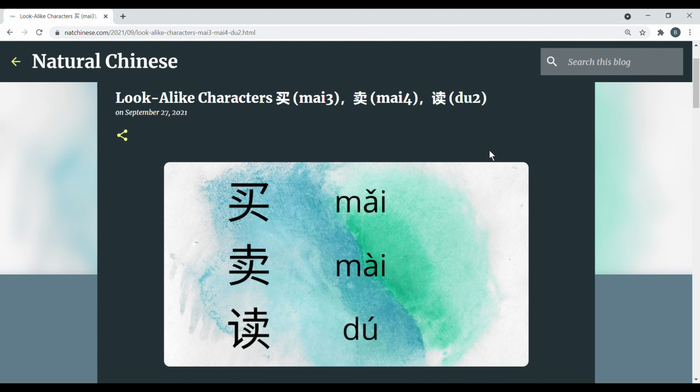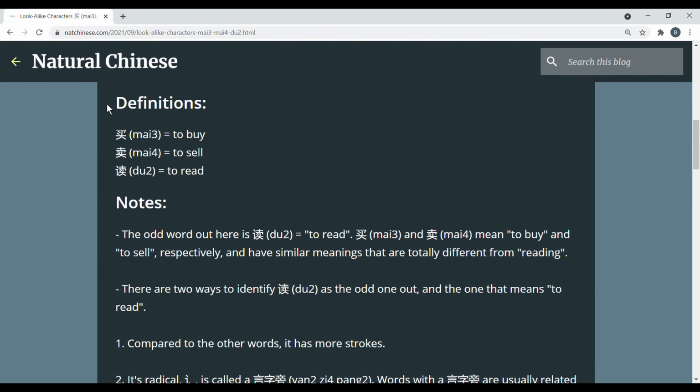Hello, and today we'll be going over 3 words that probably cause a lot of confusion, and they are mǎi, mài, and dú. So for our definitions, the first 2 words not only look similar, but they also have similar meanings. We have to buy and to sell, which are opposite meanings. So when this character has the third tone, then it is mǎi, to buy. And when it has the fourth tone, then it is mài, to sell.